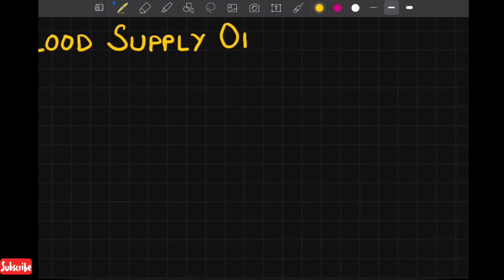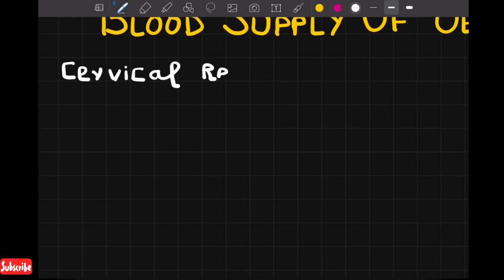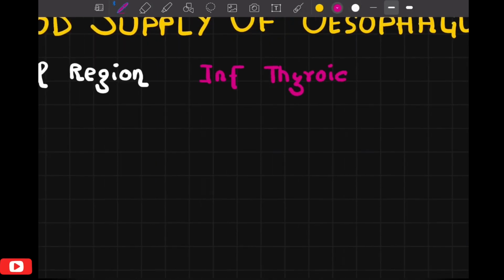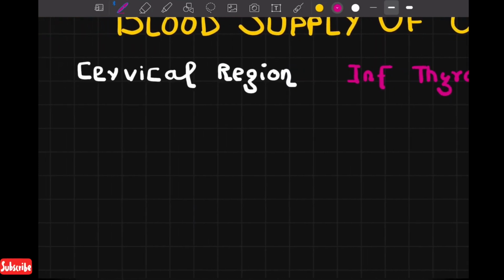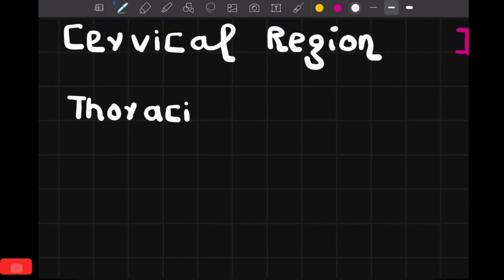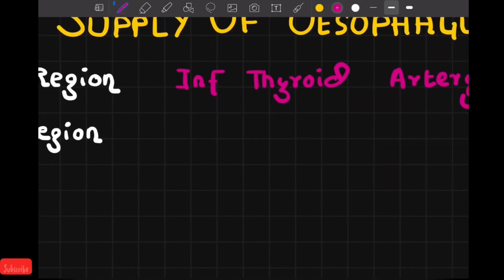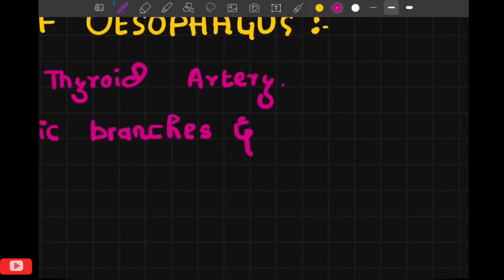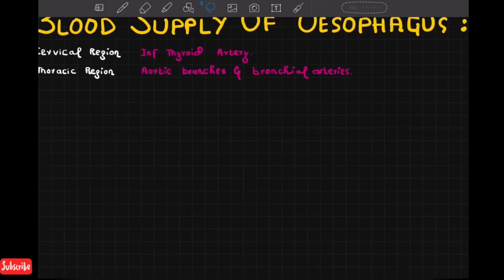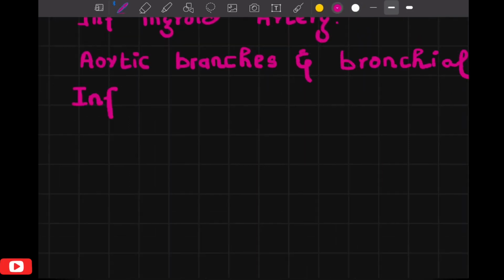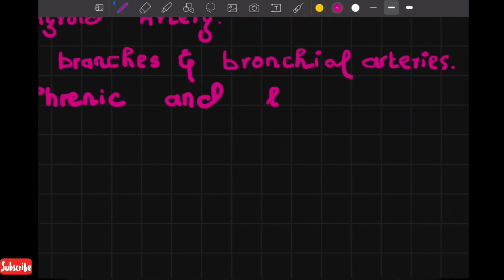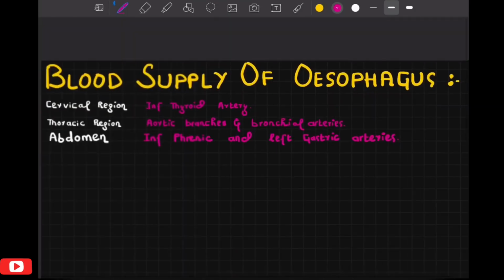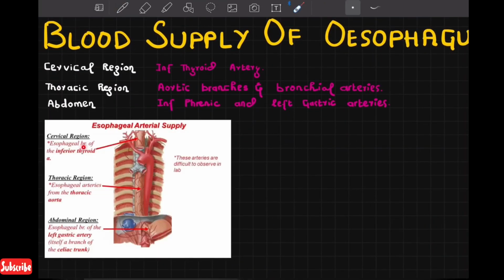The blood supply of the esophagus is divided into 3 parts. In the cervical region, the esophagus is supplied by the inferior thyroid artery, whereas in the thoracic region, it is supplied by the aortic and the bronchial arteries, the aortic branches of the thoracic aorta. In the abdomen, it is supplied by the inferior phrenic and left gastric arteries. This diagram shows the arterial supply of the esophagus as described.